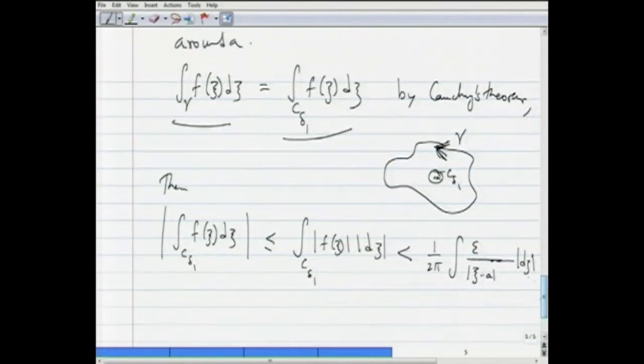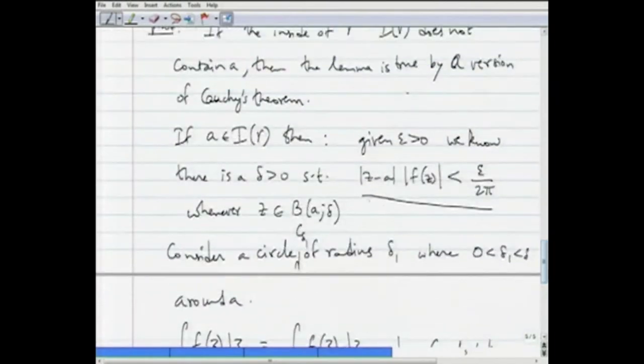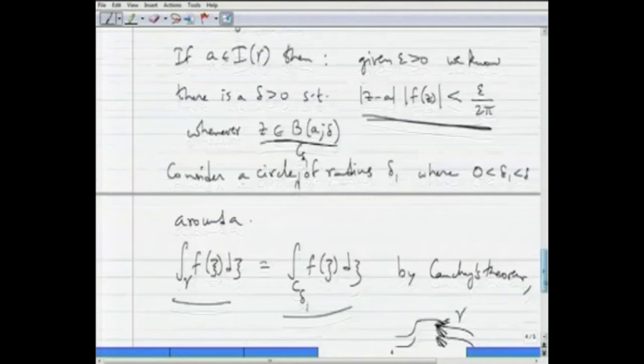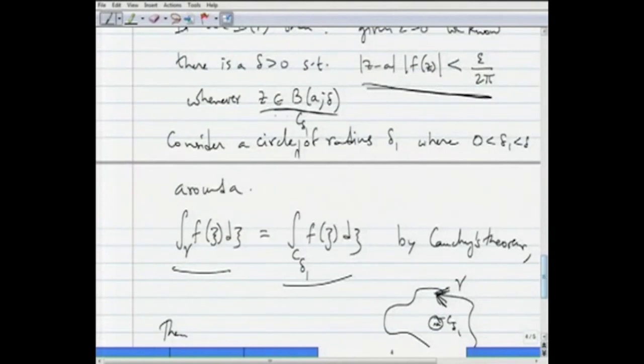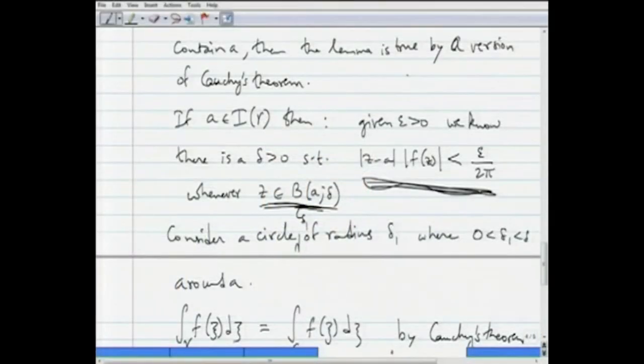Notice this is true for every z in B(a, delta), and this contour C delta 1 lies completely inside this B(a, delta). So for all points on the contour C delta 1, this inequality, this estimate in terms of epsilon, holds.